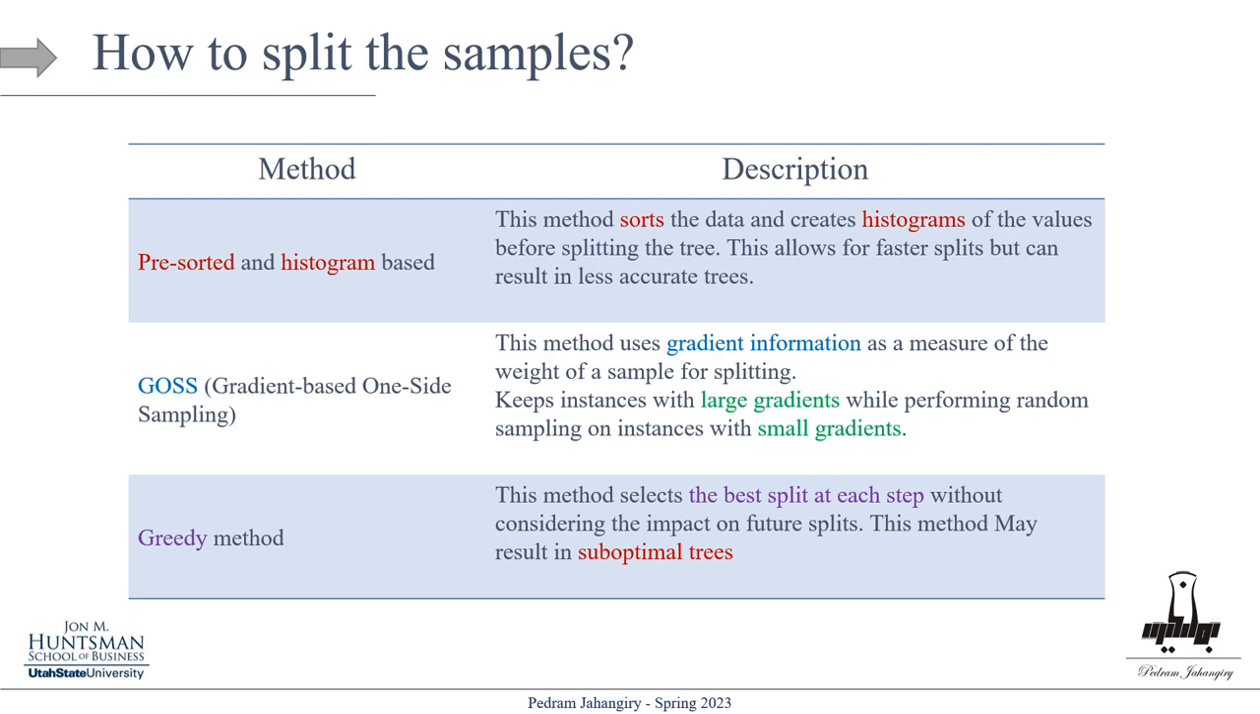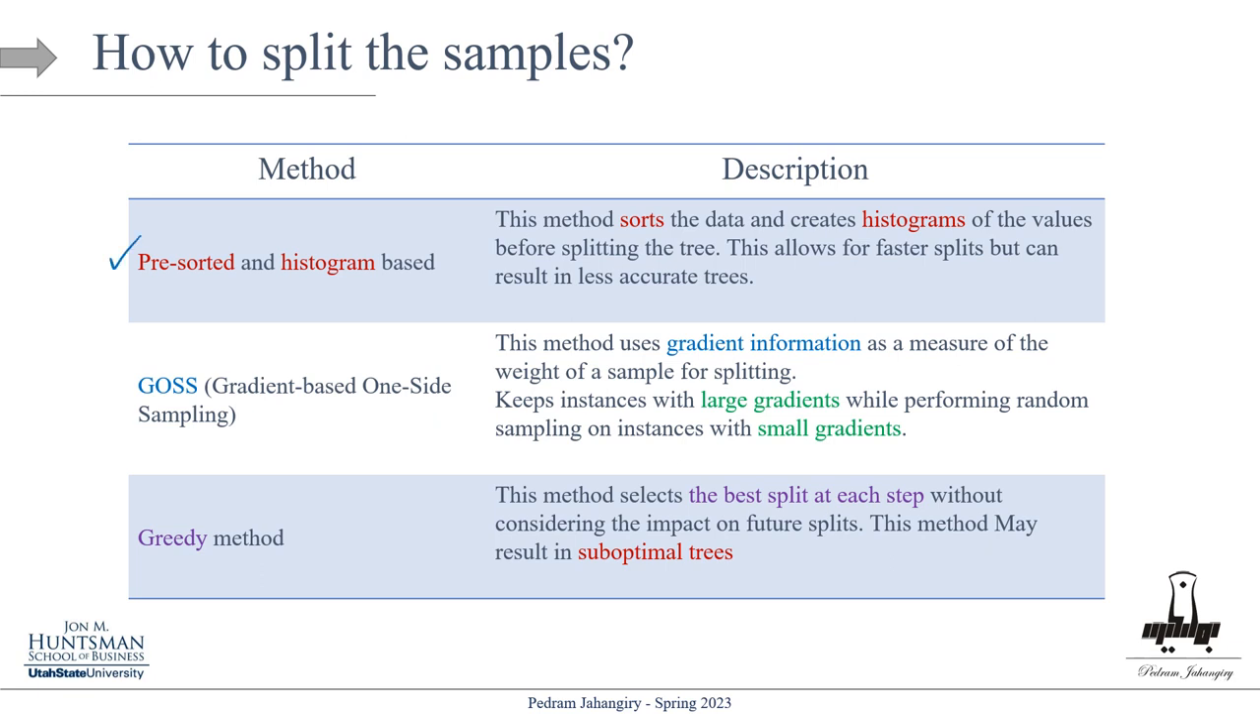All right, now let's answer the second question. How to split the samples? There are different ways to split the samples, and these are the most commonly used ones. Actually, these are the ones that are used in our three boosting algorithms, XGBoost, CatBoost, and LightGBM. So let's get into them one by one. The first one is pre-sorted and histogram-based.